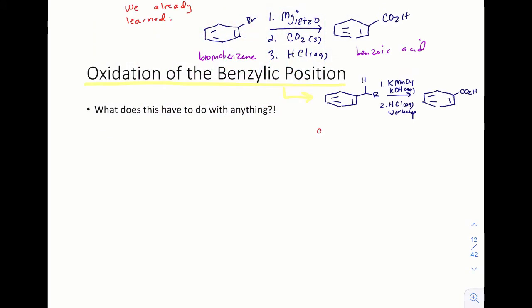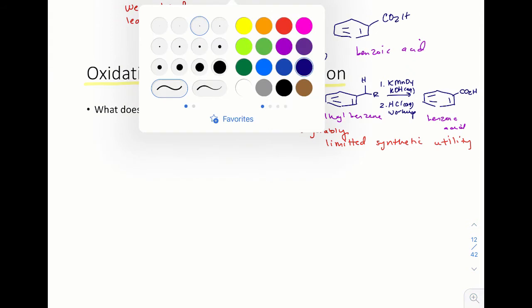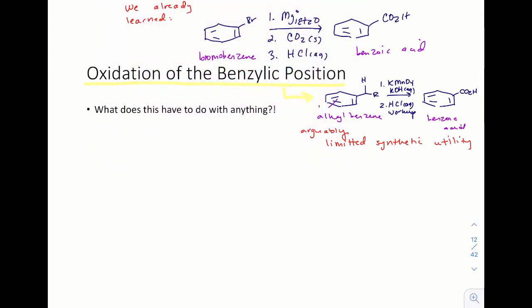Sure, you could argue that the oxidation of the benzylic position of alkyl benzenes might have some limited synthetic context. However, we will find applications of this method of synthesizing benzoic acid synthetically useful, particularly for substituted alkyl benzenes making substituted benzoic acids. However, an equally important application of this reaction actually happens in the body.